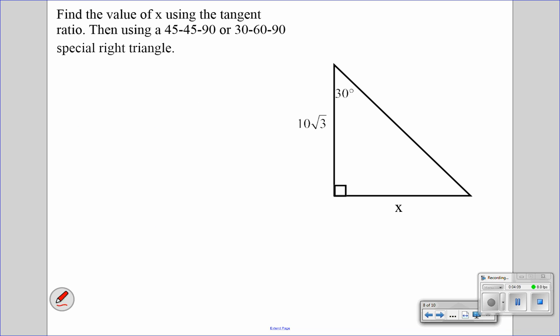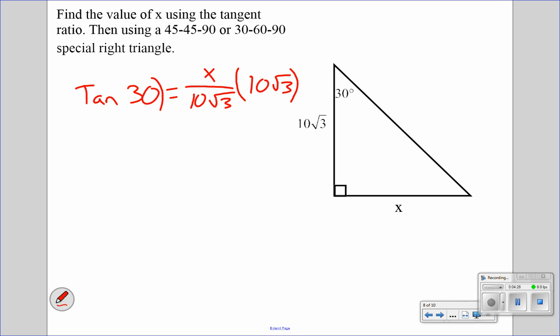This question asks us to find the value of x using both the tangent ratio and then one of our special triangles. So to use the tangent ratio, we just do tangent of 30 equals our opposite x over our adjacent 10 times the square root of 3. We multiply both sides by 10 square roots of 3 and plug that into a calculator. We get that x equals 10.